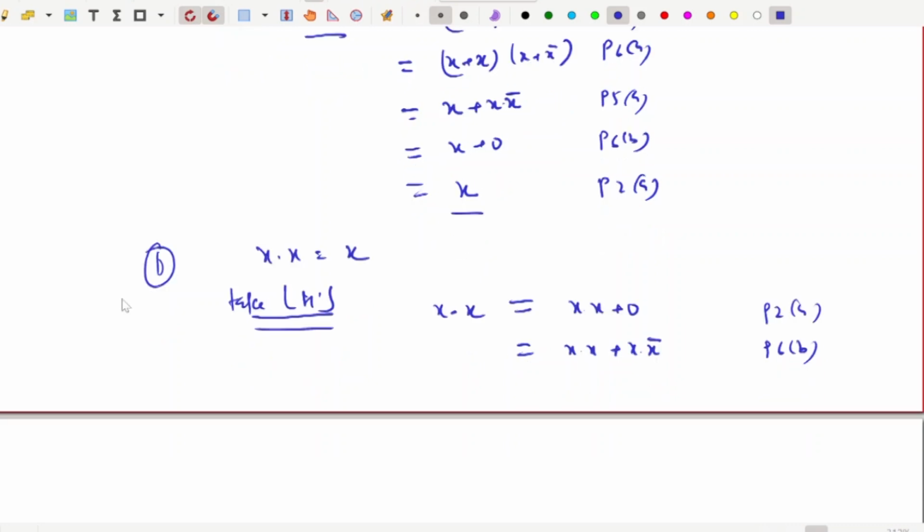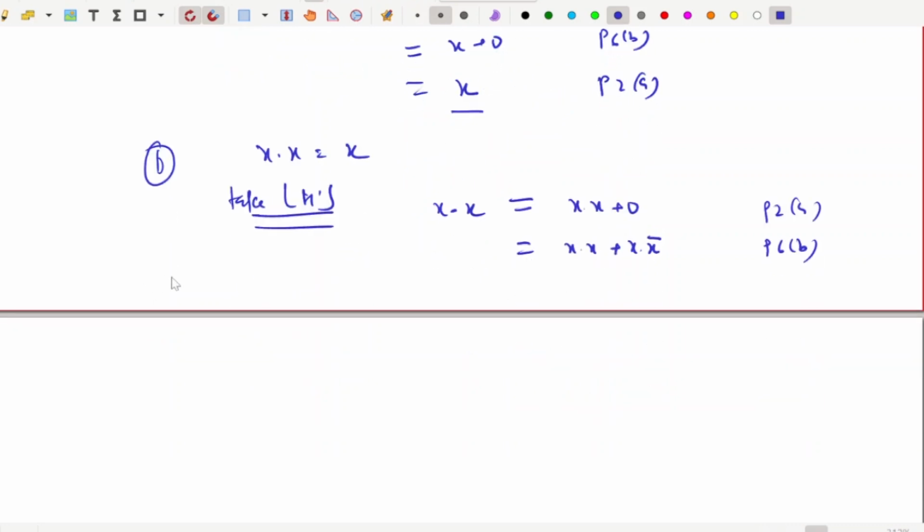And similarly, here we use a distributive law. This is again x dot (x plus x complement). This is postulate 5b.